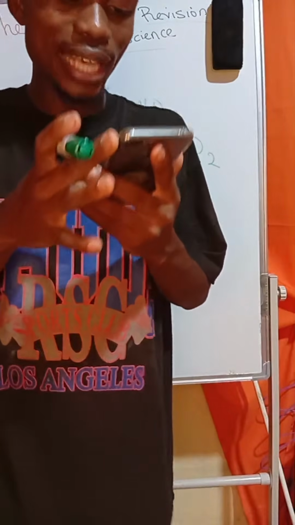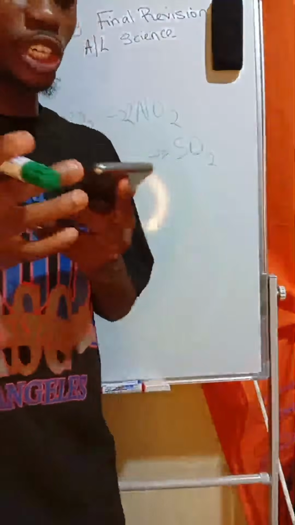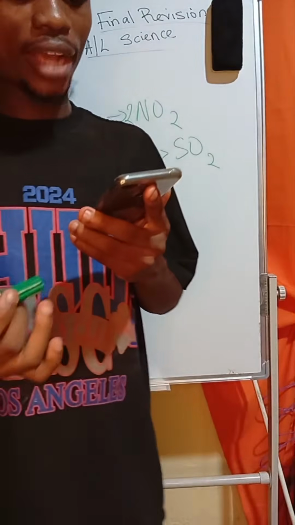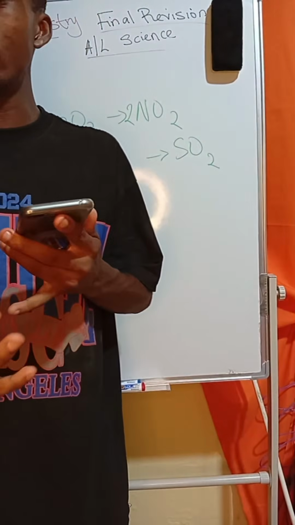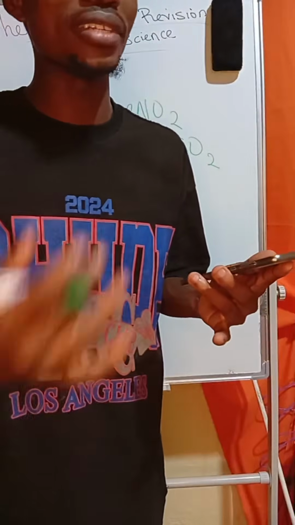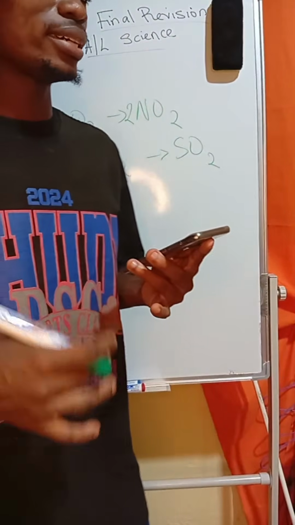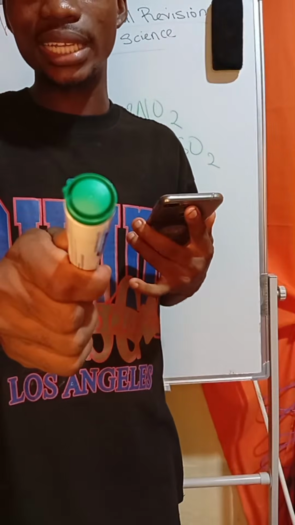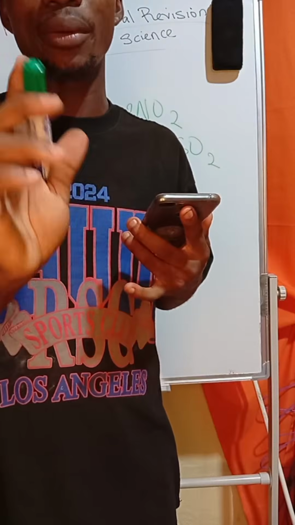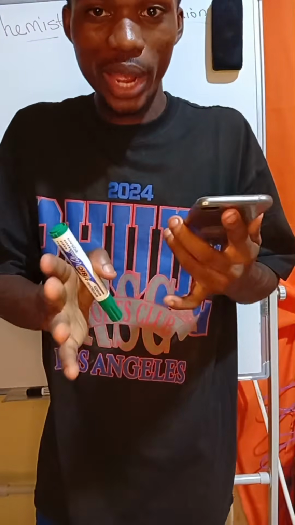What is disproportionation? Disproportionation is a type of reaction in which the same substance is simultaneously oxidized and reduced at the same time, that is, oxidation and reduction take place at the same time for the same species. That makes the difference between a disproportionation reaction and a redox reaction. In a redox reaction, one species is oxidized and another species is reduced. But in a disproportionation reaction, the same species is oxidized and reduced.